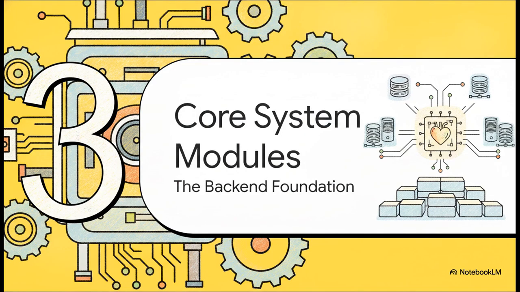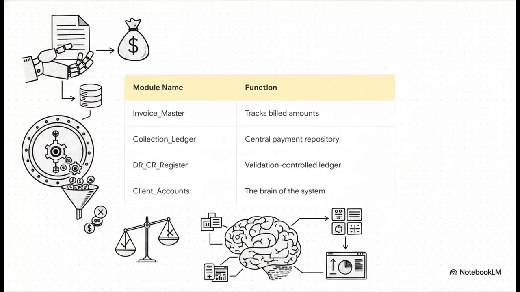Moving right along to Section 3, the core system modules. Think of this like a mechanical blueprint. We have 4 specialized modules working in perfect harmony. First up is the Invoice Master, which automatically tracks all dispatched orders and billed amounts. Next is the Collection Ledger, acting as your centralized repository for every single incoming payment, whether it's in advance, against a bill, or just on account.